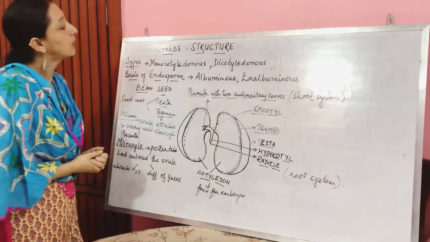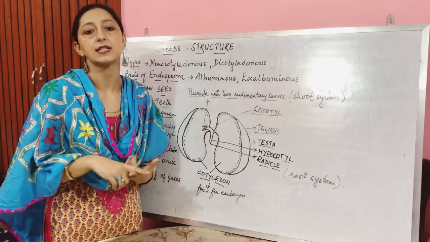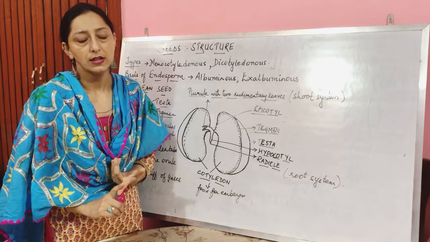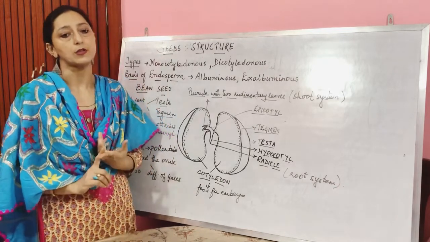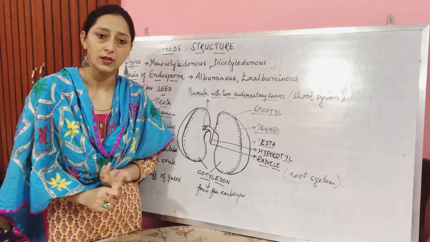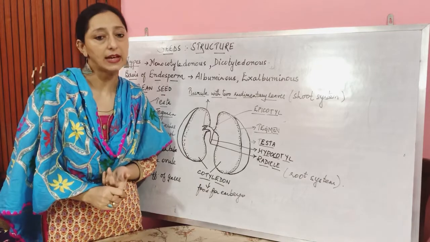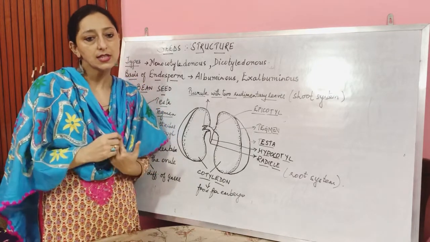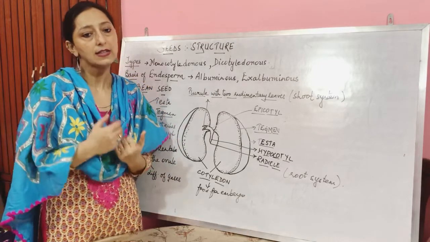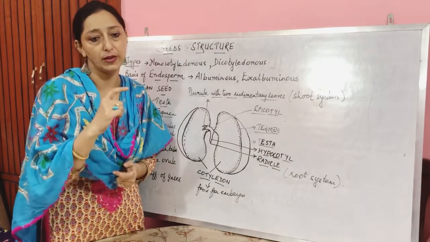Now let us study more about seeds. We have discussed that the seed is the ripened ovule. It is a mature ovule after the process of fertilization. What is fertilization? We have discussed it in the earlier video. Fertilization is the fusion of the nuclei of male and female gametes. This seed contains a very small living plant which we call the embryo.